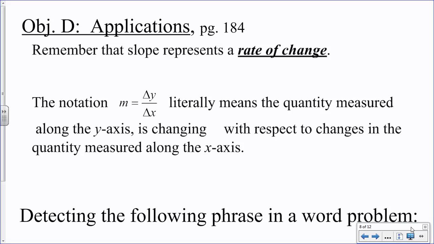So when you read a graph, you read it left to right. So you always look at how x is increasing, and then what's y doing? Is y going up? Is y going down?